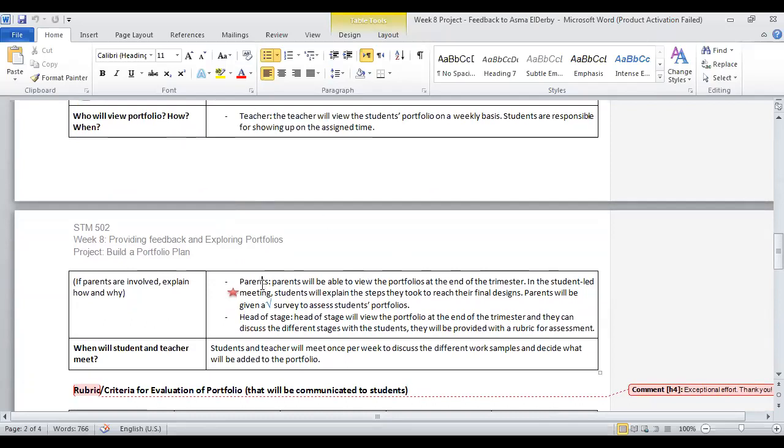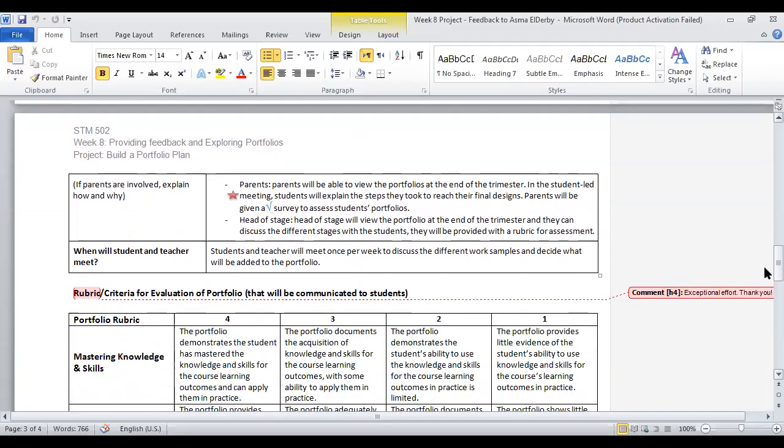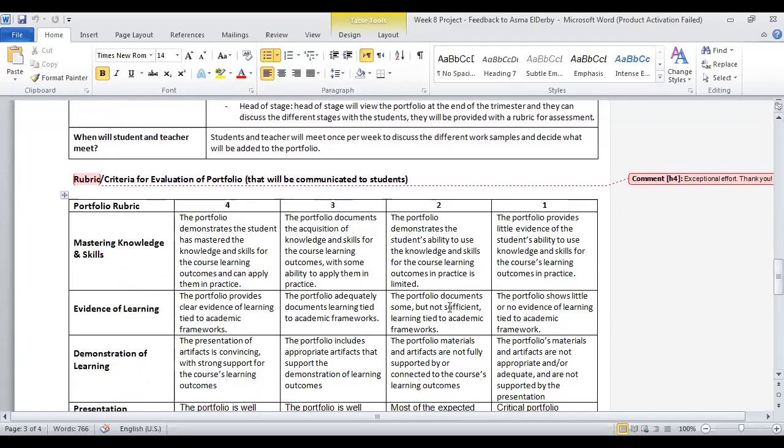And most importantly as well, she included the parents and the head of stage. She came up with a brilliant idea: after parents review the portfolio, they would take a survey to assess how far they feel their children have progressed or have learned. Okay. Here she chooses to develop a whole rubric, but you're not requested to develop a whole rubric. Okay. But what you're requested to do is to provide criteria for evaluating this portfolio.